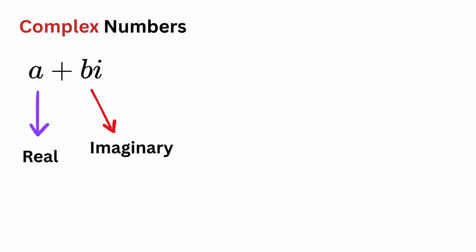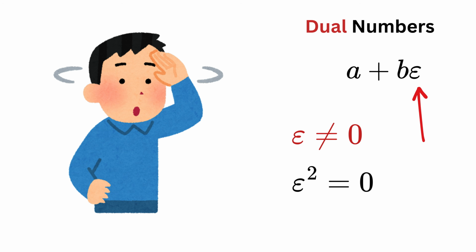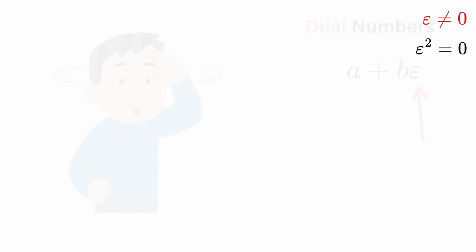See, we define complex numbers as a plus b times i, where a is the real part of this complex number and b times i is the imaginary part. In the same way, dual numbers are defined as a plus b times epsilon, where epsilon is a Greek letter and a completely different kind of quantity. Here's how we define it. Epsilon is not 0, yet epsilon squared is 0. That is, when you multiply epsilon with itself, it vanishes. Yes, that's it. I know it sounds crazy, but this tiny rule changes everything.